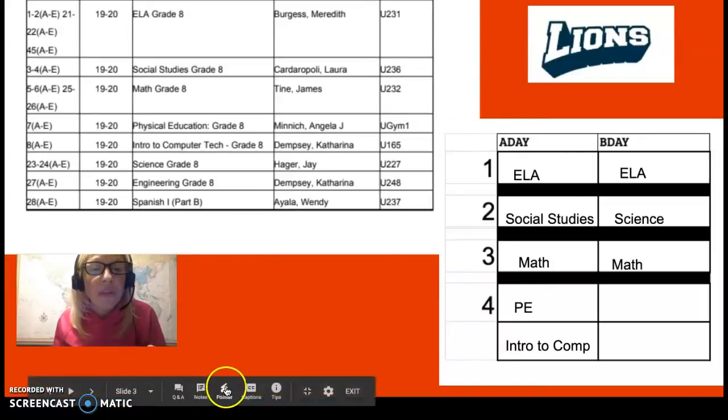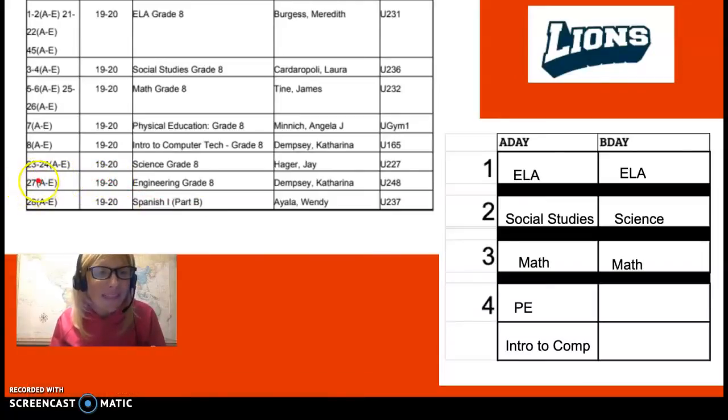In terms of their B-day elective, we will look at the 27 and the 28. This is still fourth block. On B-day, they'll go to their first 45 minutes in engineering, and then they'll go to Spanish 1 for their second 45 minutes on B-day. So for electives, you'll look for 7-8 for A-day and 27-28 for B-day.